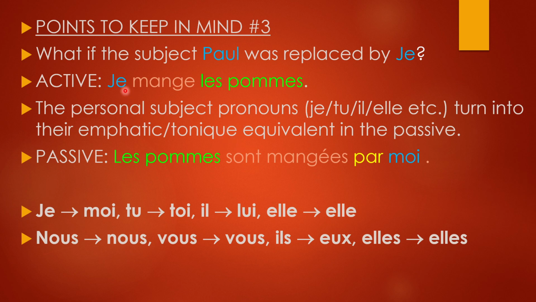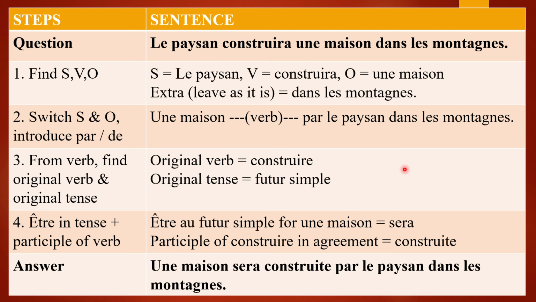So if it's je in the active, it has to become moi in the passive. Par moi, by me. Tu has to become toi, il has to become lui, elle will remain the same, nous and vous also remain the same, ils has to become eux, elles will remain the same in the plural as well. So remember that when you have a personal subject pronoun as the subject, when that goes into the passive voice, it becomes an emphatic pronoun. Now I've summed this all up into one table with another sample question here for you. So let's work on this now.